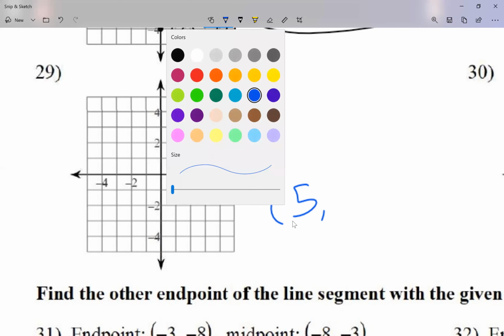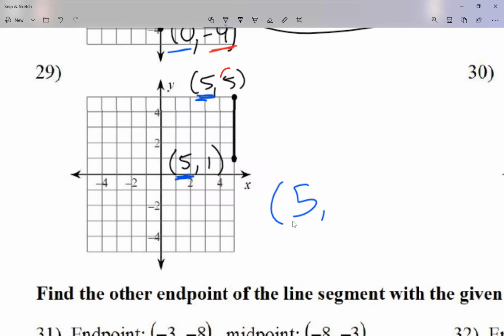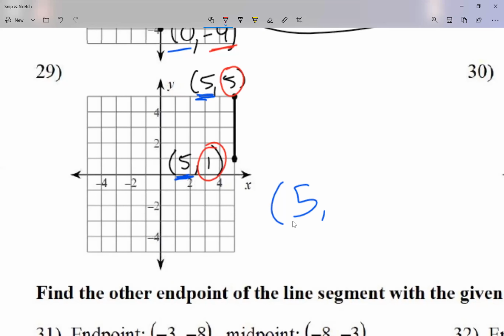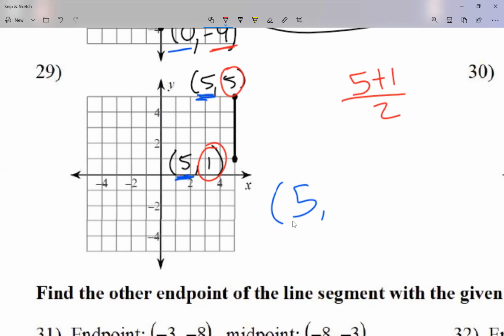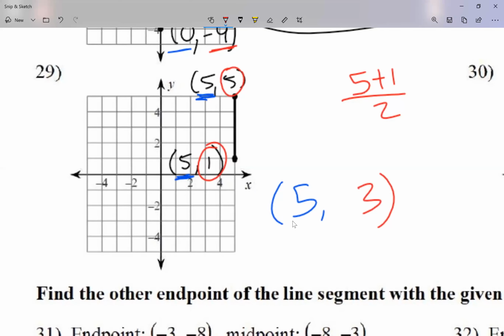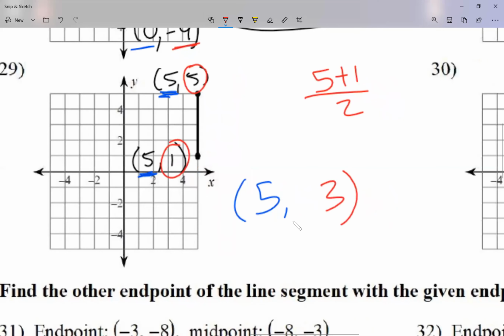Now let me take a look at my y values, 5 and 1. Right, I want to know what's the number between 5 and 1. If you can already tell, well, great. That's it. If you cannot tell, I'm going to do 5 plus 1 divided by 2. I know 5 plus 1 is 6. 6 divided by 2 is 3. So the coordinates are 5, 3. Right? 5 for the x value and 3 for the y value. Let's take a look at one more of these.